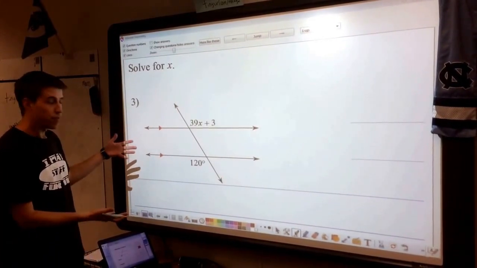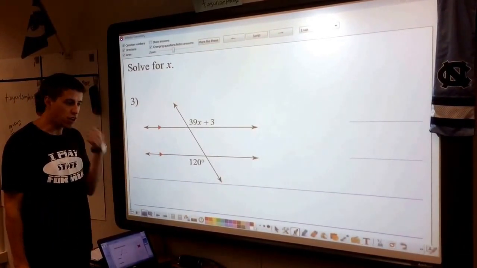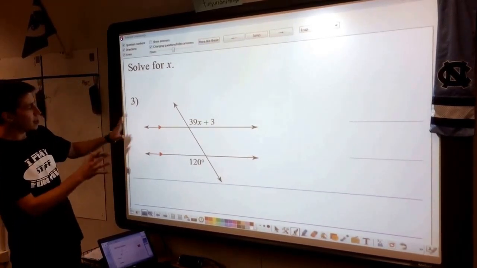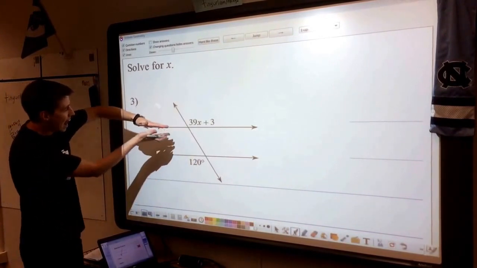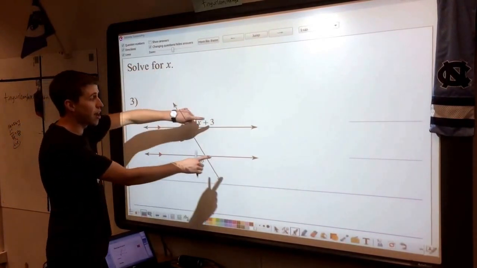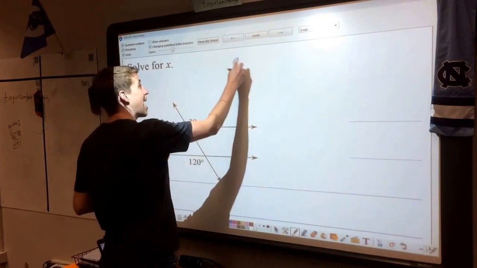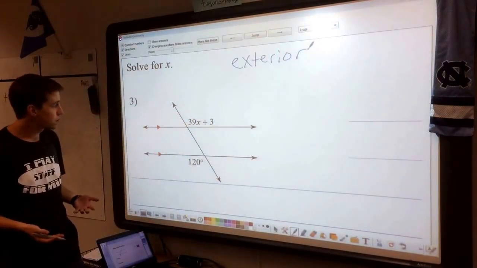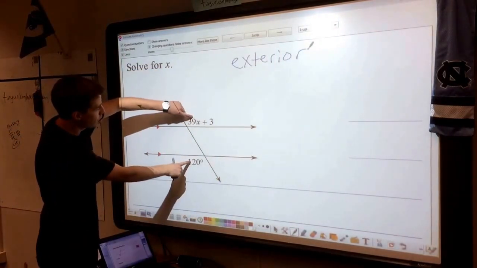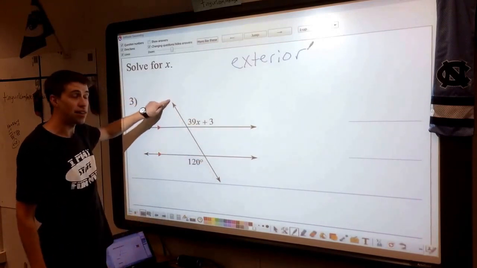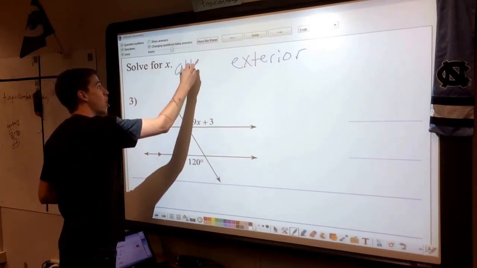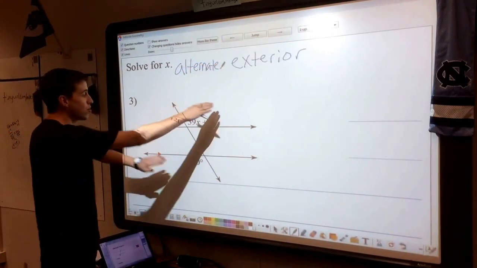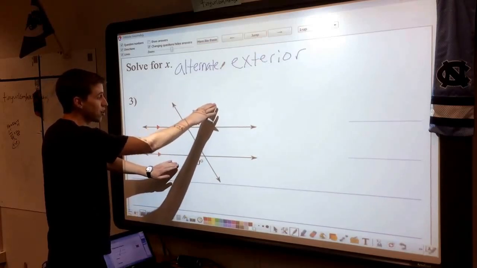Now, we have another problem. Let's identify the relationship, understand what that means for our solving, and then we'll set up the equation. So I see here that our two angles are on the outside of those two parallel lines, and as we discussed in class, exterior is another fancy way we can say the outside of things. We also see that these two angles are on opposite sides of that line, which once again makes it alternate. That's another way we can say opposite. So here I see we have alternate, opposite sides, exterior angles.